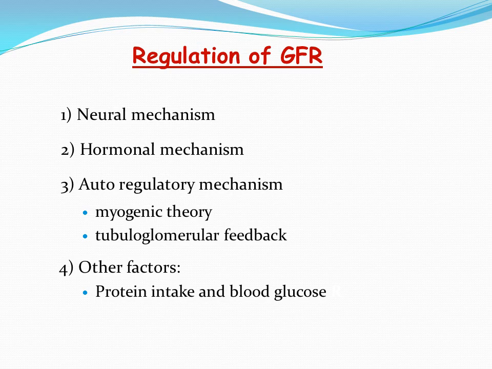Then the hormonal mechanism: certain hormones may be vasoconstrictors or vasodilators. If they are vasoconstrictors, basically of the efferent arterioles, then they are going to decrease the GFR. If they are vasodilators, then they are going to increase the GFR. Then the autoregulatory mechanism, which we have again discussed: one is the myogenic mechanism, which will cause vasoconstriction and decrease the GFR, and the tubuloglomerular feedback mechanism, which will depend on the concentration of the filtrate within the renal tubules.